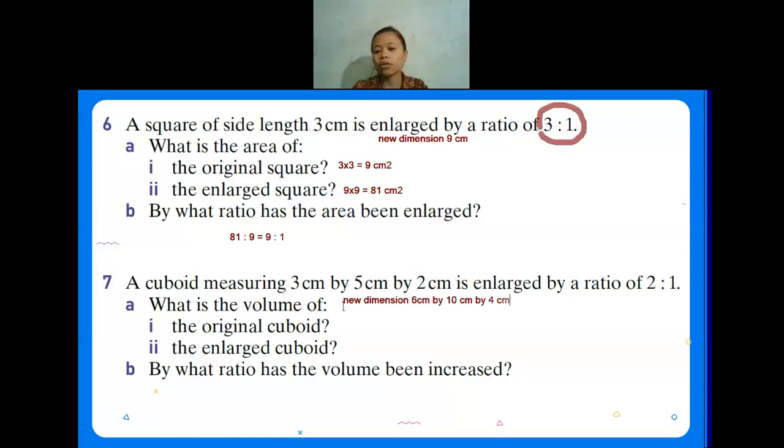Is there anyone who is confused about getting this dimension? No? Okay. So let us find the volume of the original cuboid. 3 times 5 times 2 is equal to 30 centimeter square. And now what is the volume of the enlarged cuboid? We do 6 times 10 times 4, which is equal to 240 centimeter cube.